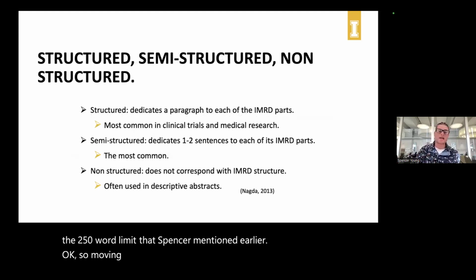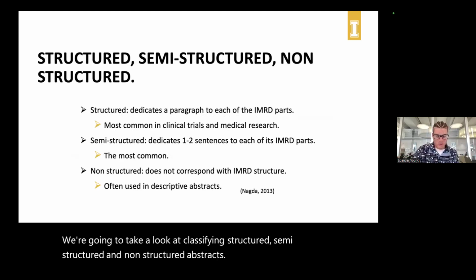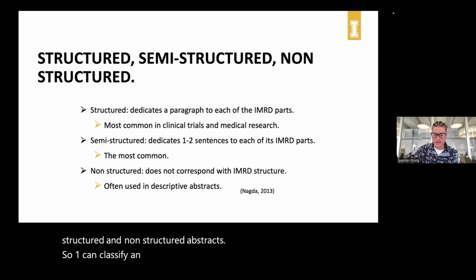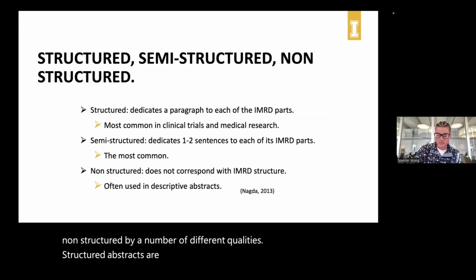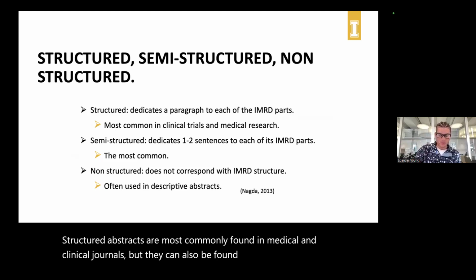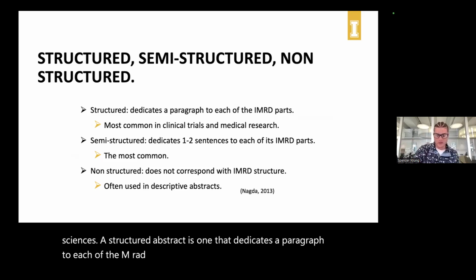Okay, so moving on past informative versus descriptive abstracts, we're going to take a look at classifying structured, semi-structured, and non-structured abstracts. So one can classify an abstract as structured, semi-structured, or non-structured by a number of different qualities. Structured abstracts are most commonly found in medical and clinical journals, but they can also be found more broadly in the sciences. A structured abstract is one that dedicates a paragraph to each of the IMRAD parts of their work.